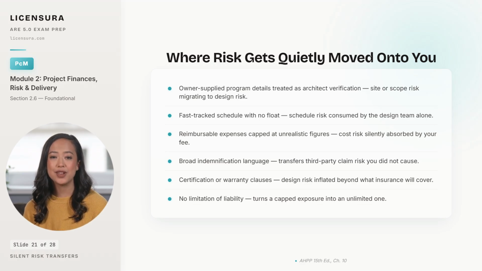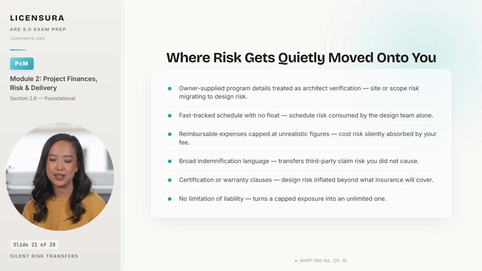Certification language inflates your exposure beyond standard of care, and warranties promise outcomes no insurer covers. The absence of a limitation of liability clause turns what should be a capped exposure into an unlimited one, with your firm's existence riding on a single claim. Every one of these clauses is negotiable, and every one has bankrupted firms before. Read every contract assuming one is hiding in it, because in almost every contract one is.